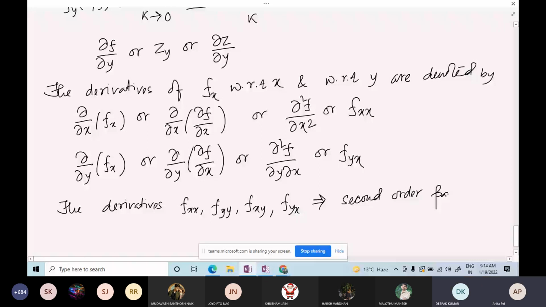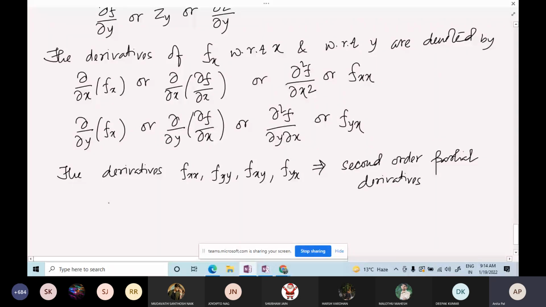Here the derivative with respect to y, del square f upon del y square, will be known. And the derivatives fxy and fyx are called mixed derivatives. But it is not necessary that this fxy and fyx will be equal. It may be equal, it may not be equal.